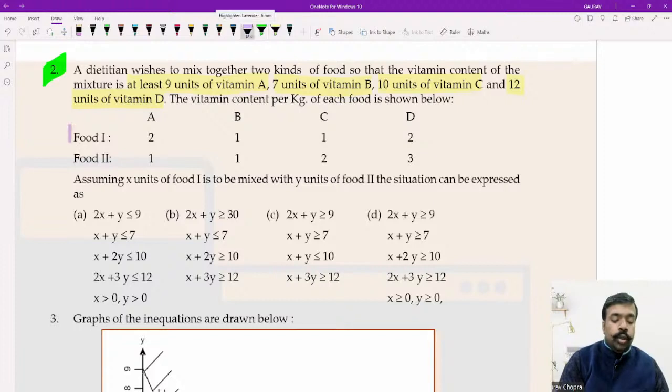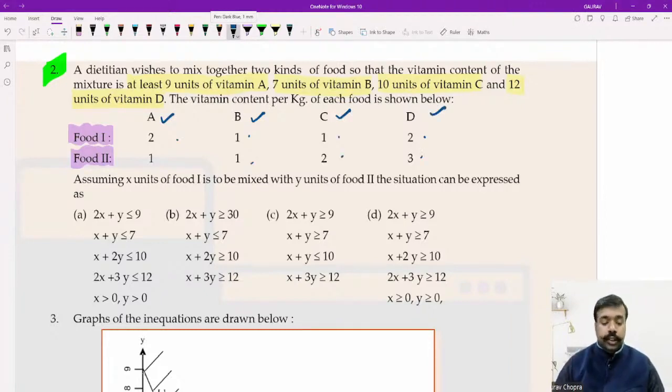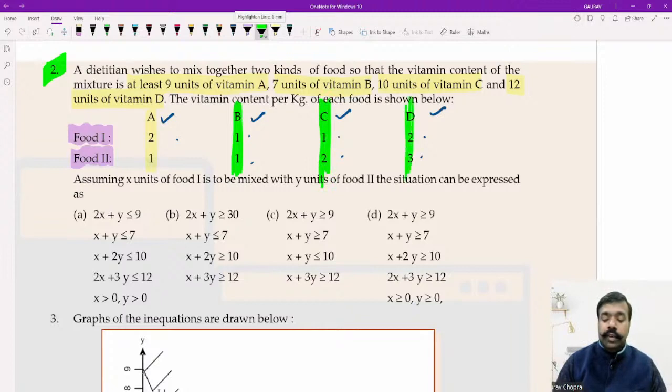So there are two varieties of food, food 1 and food 2. And all the vitamins are given A, B, C, and D. So each food is having 4 kind of vitamins in the given ratio. So we have to prepare the equation. So first equation is for A. So A is having a constant of 9. Second will be for B. B is having a constant of 7. C is having constant of 10. And D is having the constant of 12. So according to this constraint, we have to prepare the equation. And since it is at least, the sign will be greater than equal to.